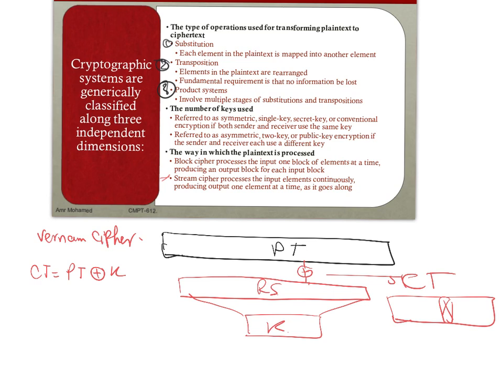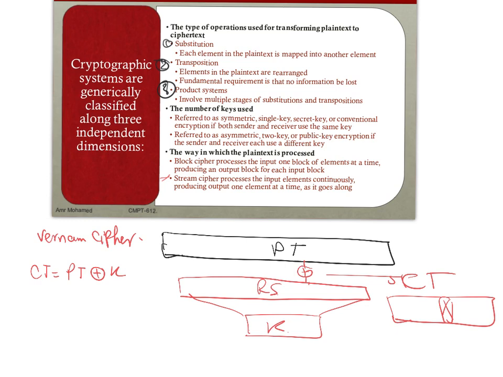But because of the transposition, the substitution and the XORing, it becomes really permuted in such a way that we have these block ciphers. But if we do it as a simple operation like this, then we call this the Vernam cipher.